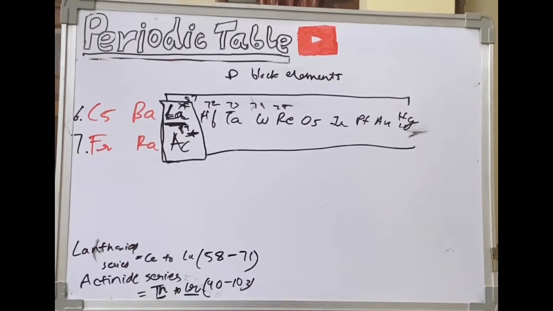Also remember that the lanthanide series is also known as the rare earth element series, and the actinides are radioactive elements. There is no need to learn the names of the 14 elements in each series. That is completely okay if you don't. Now we'll have a look at the types of elements in the periodic table.